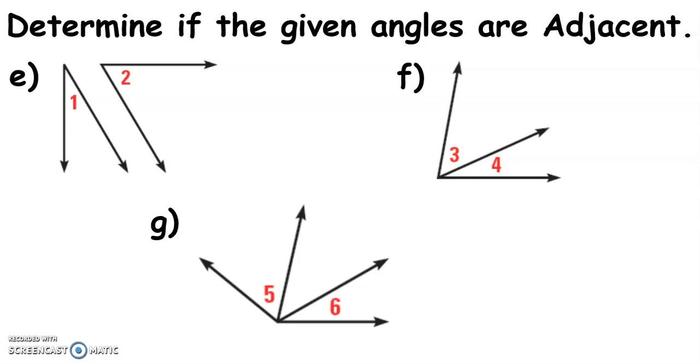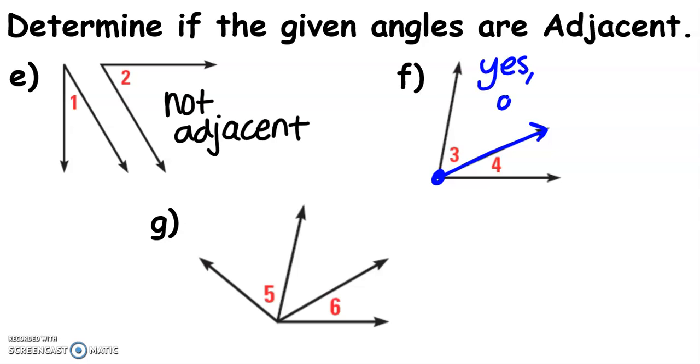So in E, angle 1 and angle 2 are not adjacent because they don't share a common vertex and they don't share a common side. But in F, they do share a common vertex and a common side. So yes, these two angles are adjacent.